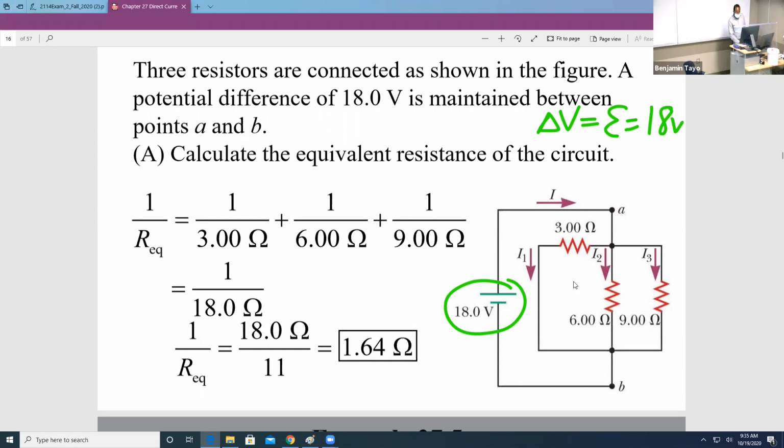Now, if this is my R1, this is my R2, this is my R3. So again, that point is called the junction. It's a junction because when the current I comes in here, it's going to split up into three parts. So this is I1, and this is I2, and this is I3.